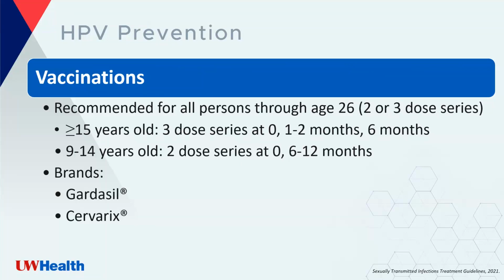Patients aged 9 to 14 would get a 2-dose series at month 0 and then about 6 to 12 months later. If for any reason they did not get that second dose, or if it was less than 5 months apart, they would get an additional dose. Patients above the age of 15 complete a 3-dose series at months 0, 1 to 2, and 6. And data does suggest patients between the ages of 27 and 45 may also complete the vaccine series, and this is based on clinical shared decision making for the patient.